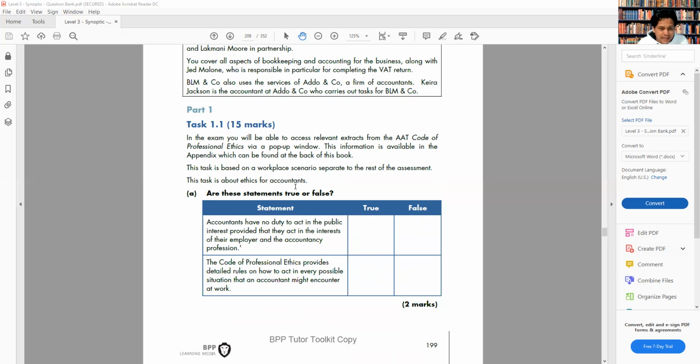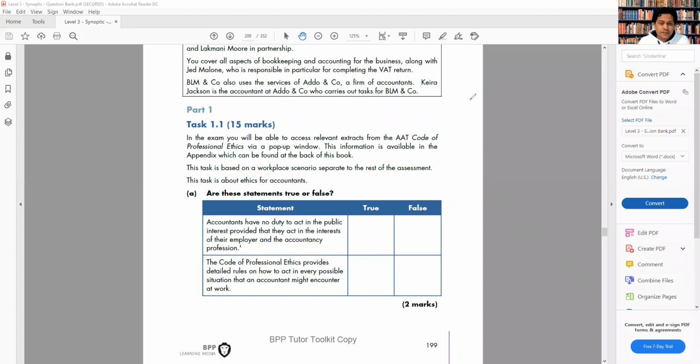Now, the professional ethics, or fundamental principles of ethics, we have to memorize. You don't really have time to open the appendix during the exam, because your Synoptic exam will always be under pressure. You will be running out of time anyway, so you don't have time to go back and look at the appendix and come back and do the question again. So my advice is to remember the fundamental principles of ethics, and I can write down some easy steps that will help you remember them.